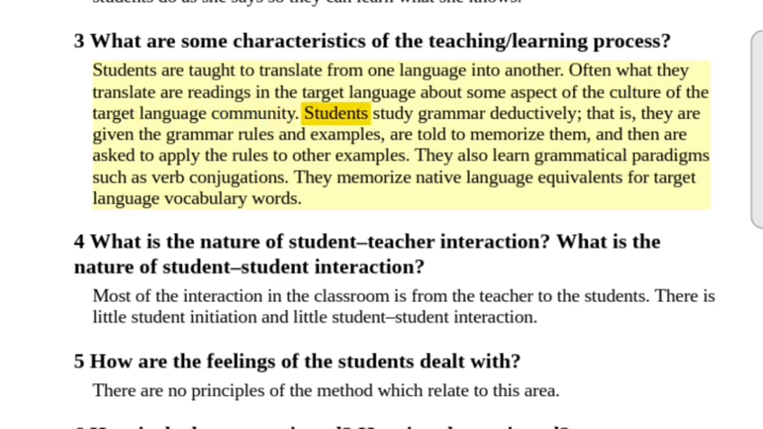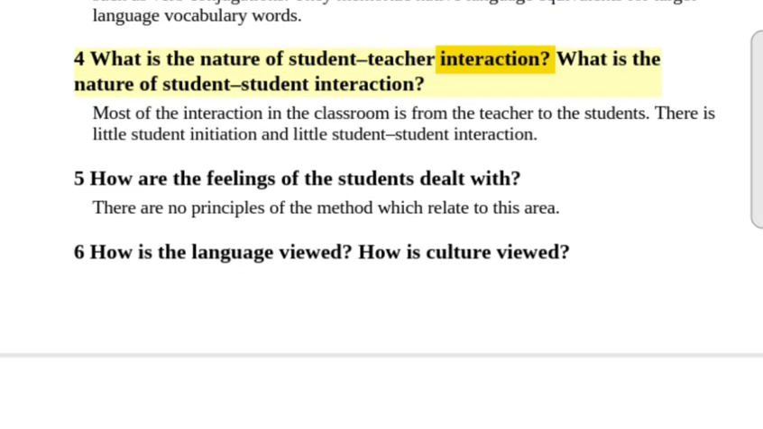Students study grammar deductively, that is, they are given the grammar rules and examples, are told to memorize them, and then are asked to apply the rules to other examples. They also learn grammatical paradigms such as verb conjugations. They memorize native language equivalents for target language vocabulary words. 4. What is the nature of student-teacher interaction? What is the nature of student-student interaction?